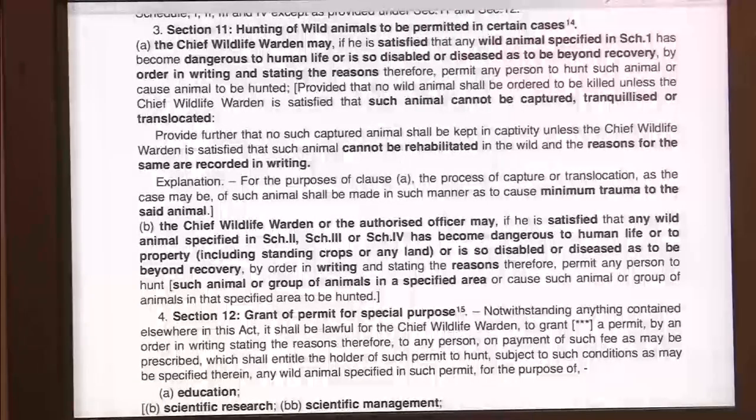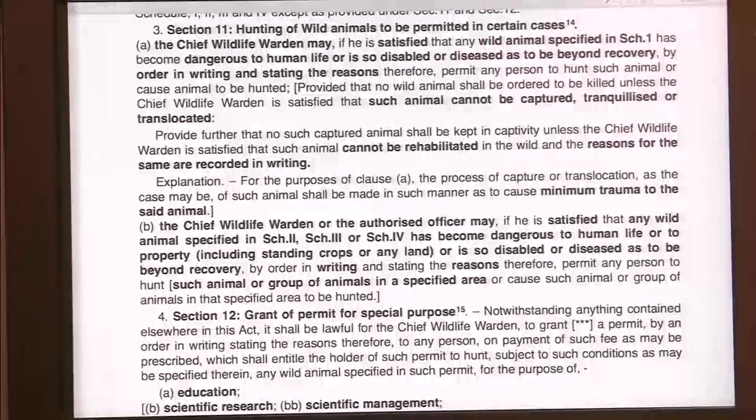Now, the chief wildlife warden may, if he is satisfied that any wild animal specified in schedule 1 has become dangerous to human life or is so disabled or diseased as to be beyond recovery, by order in writing and stating the reasons therefor, permit any person to hunt such animal or cause such animal to be hunted, provided that no wild animal shall be ordered to be killed unless the chief wildlife warden is satisfied that such animal cannot be captured, tranquilized or translocated. Now it is provided further that no such captured animal shall be kept in captivity unless the chief wildlife warden is satisfied that such animal cannot be rehabilitated in the wild and the reasons for the same are recorded in writing.